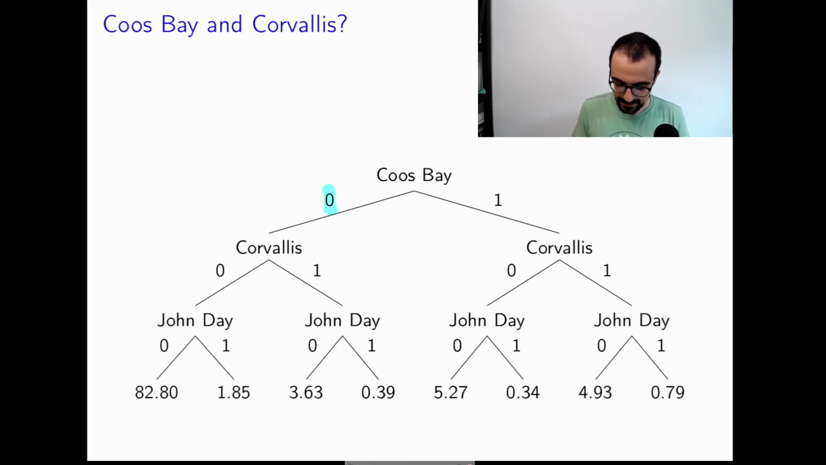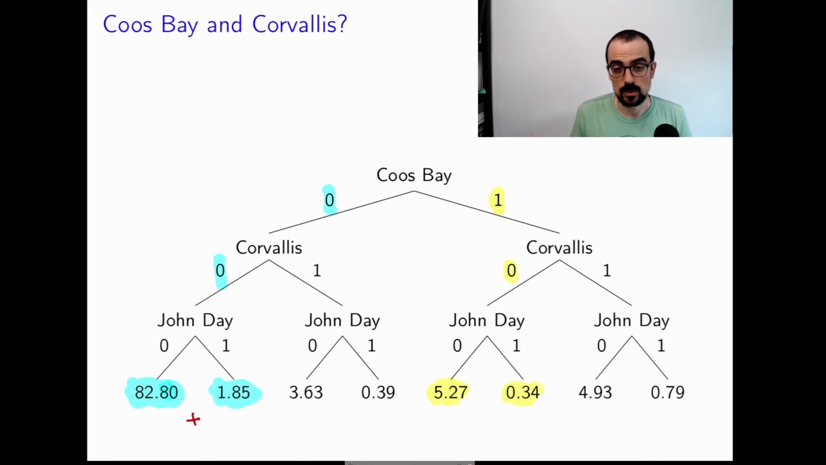So when does this happen? When does it not rain in Coos Bay and not rain in Corvallis? It happens here when it doesn't rain in John Bay, and it happens here when it rains in John Bay. So what do we need to do? We need to just add up those probabilities. And that's going to give us the probability that it doesn't rain in Coos Bay and it doesn't rain in Corvallis. What if we're interested in the probability that it rains in Coos Bay but it does not rain in Corvallis? Well, we're going to add up this guy and this guy, okay?